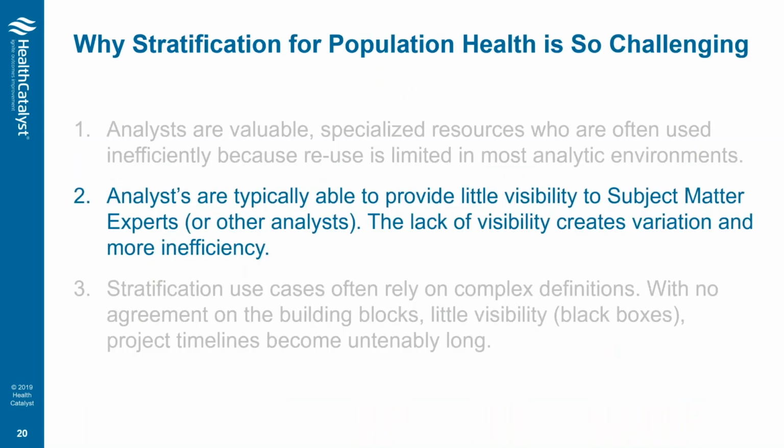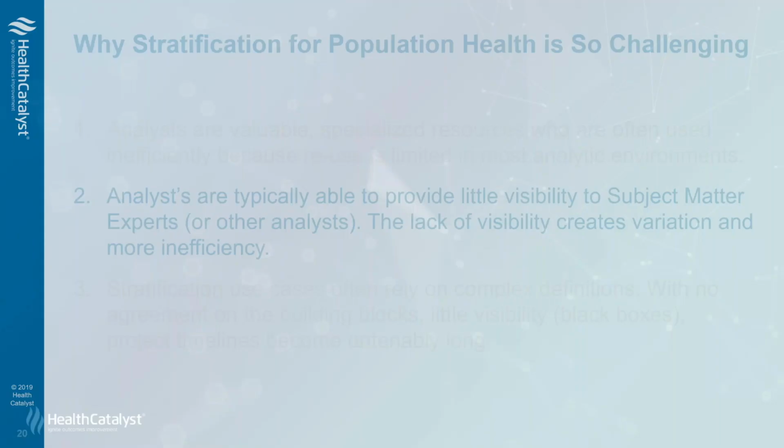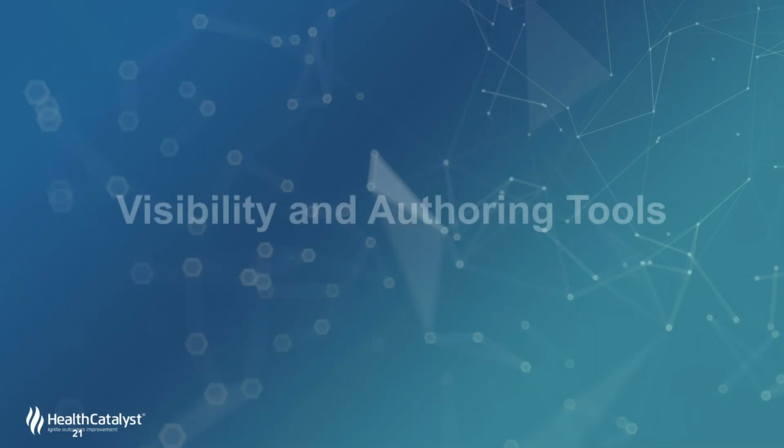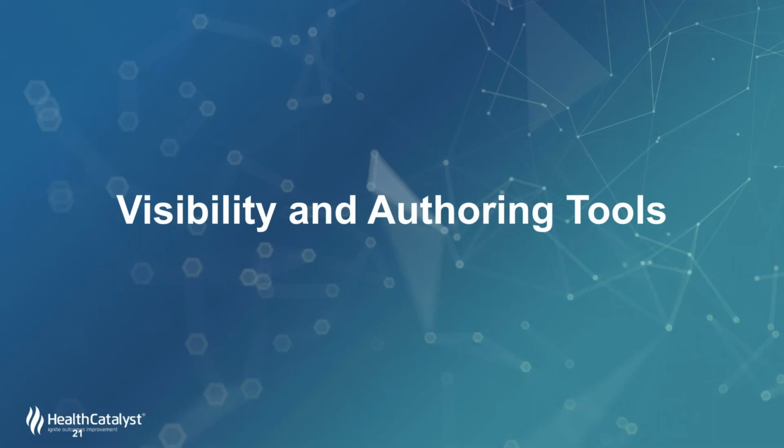So problem number 2, analysts are able to provide such little visibility to subject matter experts that it creates variation and more inefficiency. We want to increase that communication cycle. So I'm now going to discuss how we handle providing greater visibility through providing authoring tools that can now break some of this logic out from the database, the complicated database code, and into the world that a business user would understand.